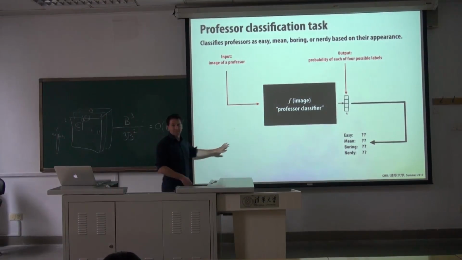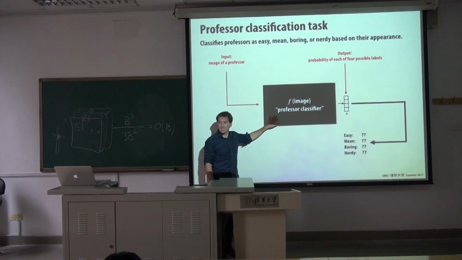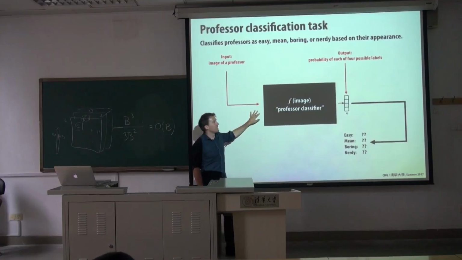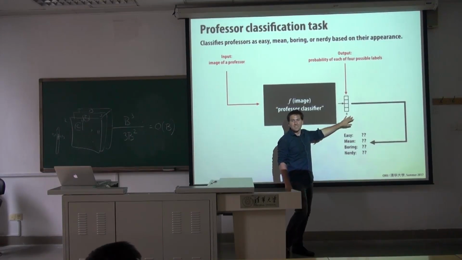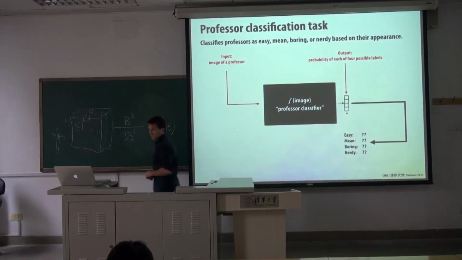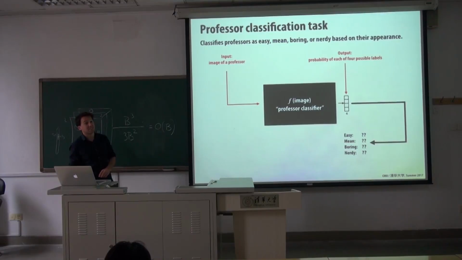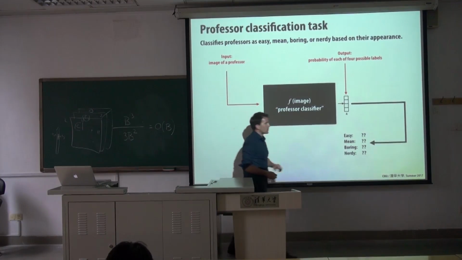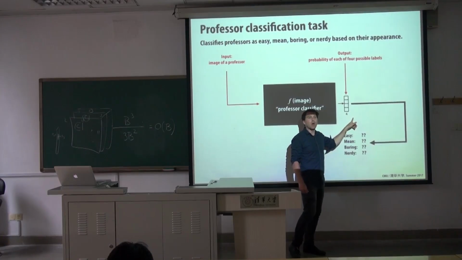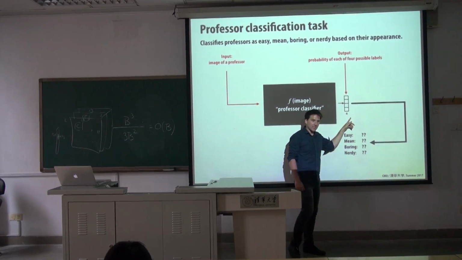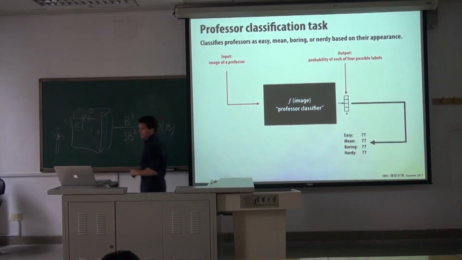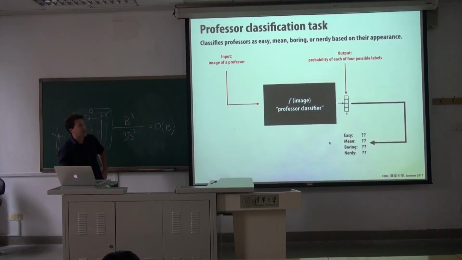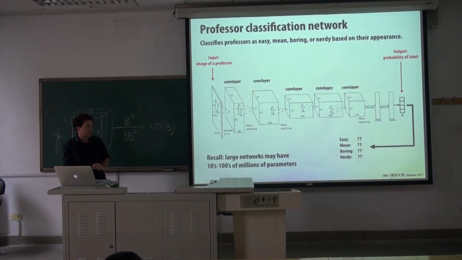But imagine that we had a classifier. And a classifier is a function that takes as input, let's say this image, and as output, picks which of the 4 categories is most applicable to the professor in the image. Now, it's not actually going to say which professor. What it's going to do is output a probability distribution on how likely it is that the professor in the photograph is of those 4 categories. So the input is an image, and the output is a vector of 4 numbers, which are the probabilities for easy, mean, boring, nerdy, and so on. And this black box is going to be one of these deep networks that we talked about.